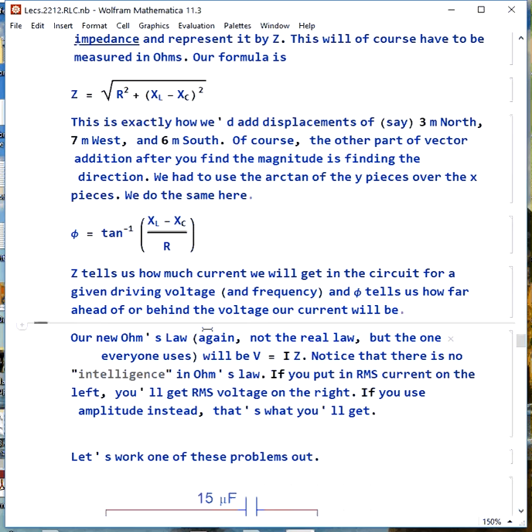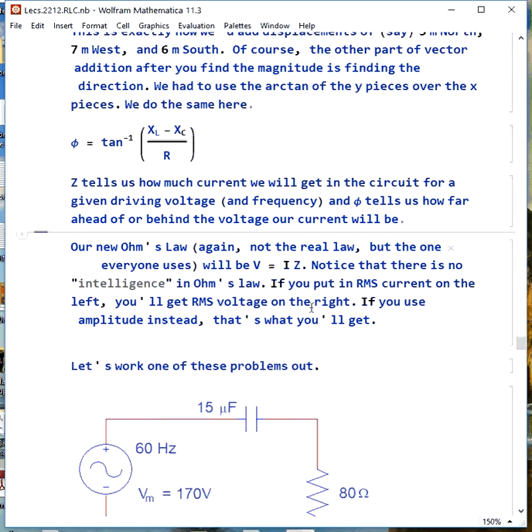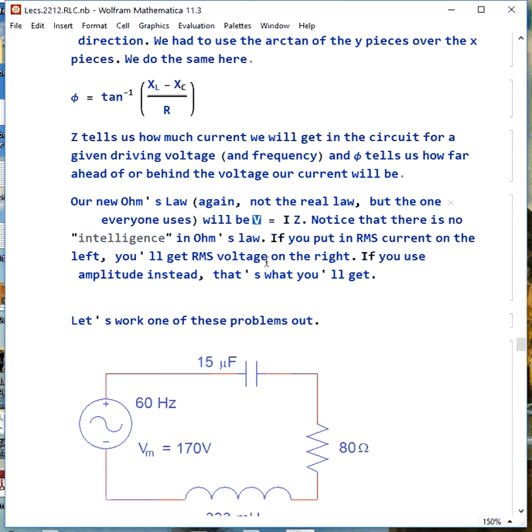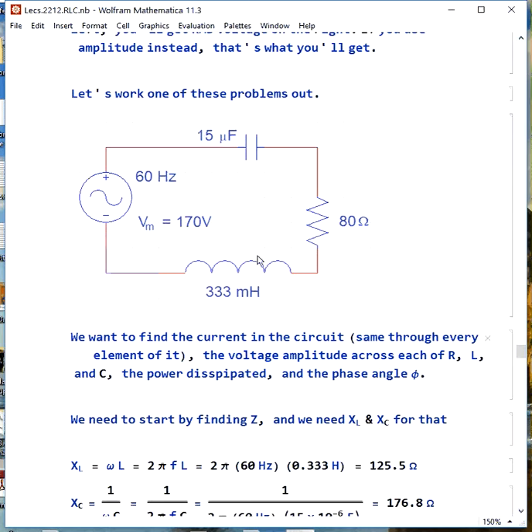We're going to redo our Ohm's law, and again, as always, not the real law, but the one everybody says is Ohm's law, and say it's V equals IZ. Keep in mind there's no intelligence associated with this. If you put in the RMS current here, you'll get the RMS voltage out. If you put in the amplitude of the current, you get the amplitude of the voltage out. So whatever you put in, that's what you get back.